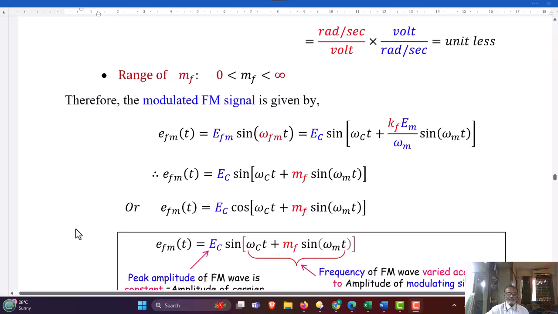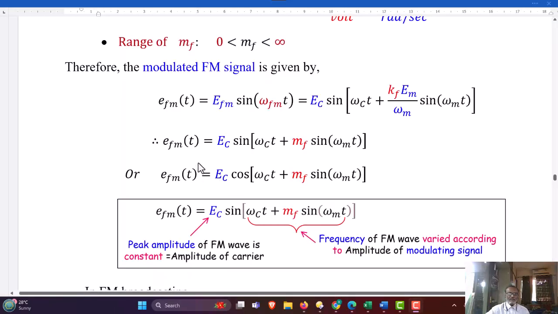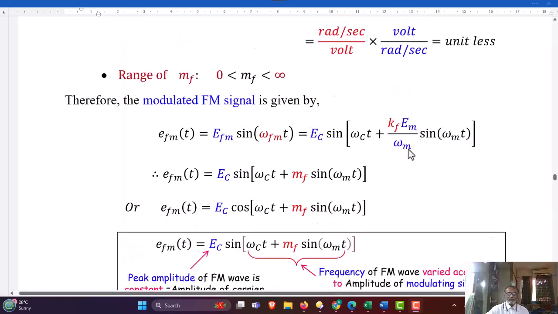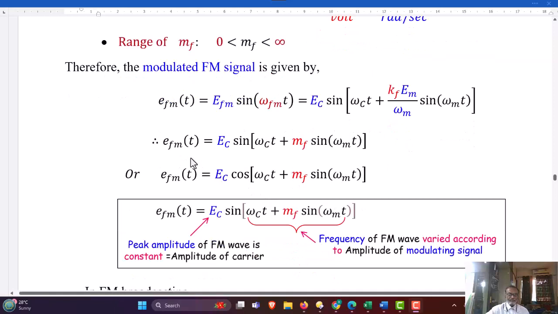Therefore, the modulated FM signal is given by EFM, that is EFM sine of omega FM t, that is equal to EC sine of omega CT plus KF into EM by omega M sine of omega M into T. We will replace here Kf into Em by omega M by Mf, and therefore EFM, that is the modulated signal now, equal to EC sine of omega CT plus MF sine of omega M into T.